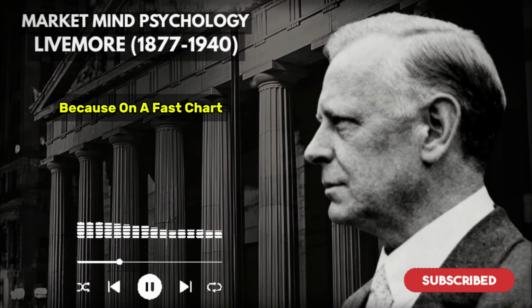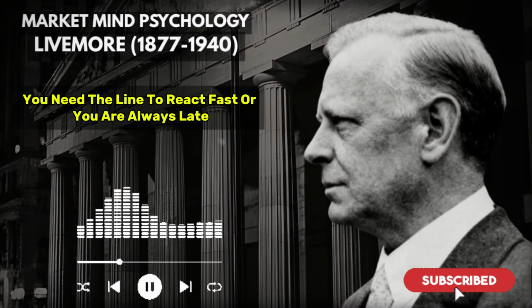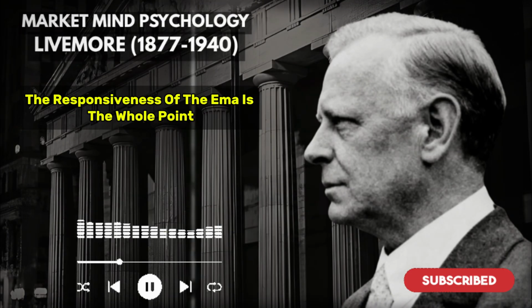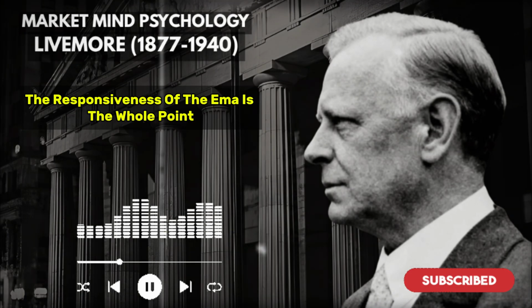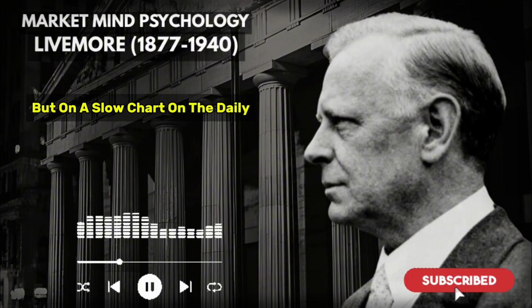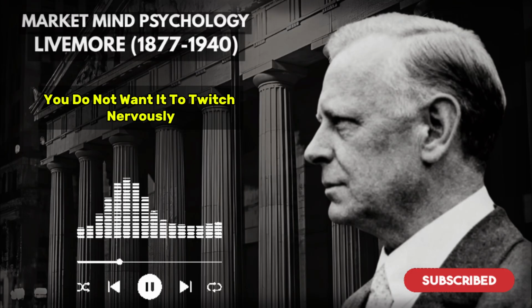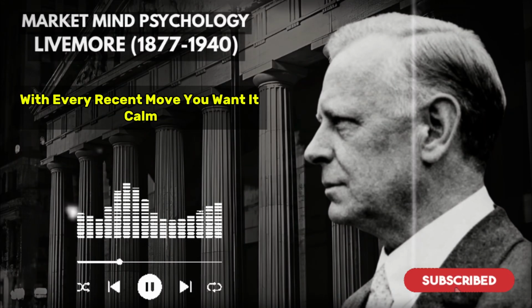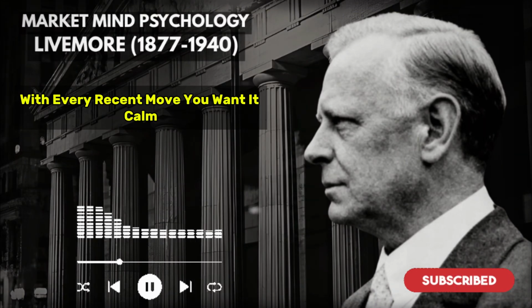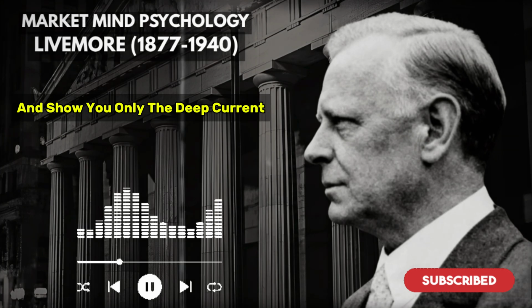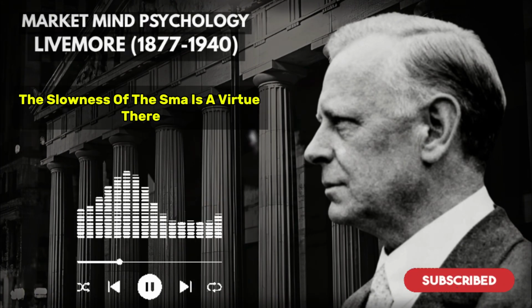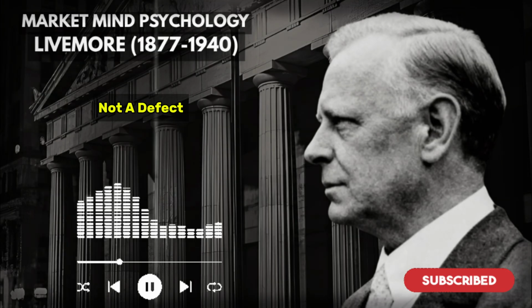Why? Because on a fast chart, you need the line to react fast, or you are always late. The responsiveness of the EMA is the whole point. But on a slow chart, on the daily, on anything you are using as a long-term trend filter, you do not want it to twitch nervously with every recent move. You want it calm. You want it to ignore the noise and show you only the deep current. The slowness of the SMA is a virtue there, not a defect.